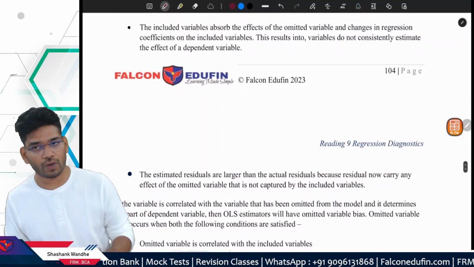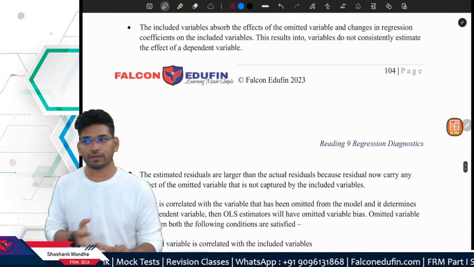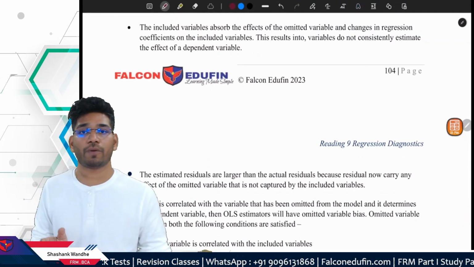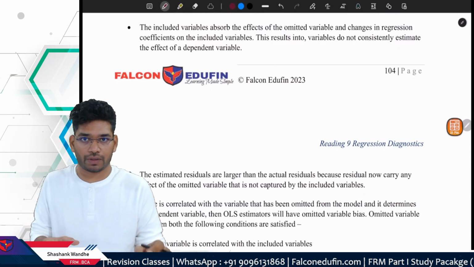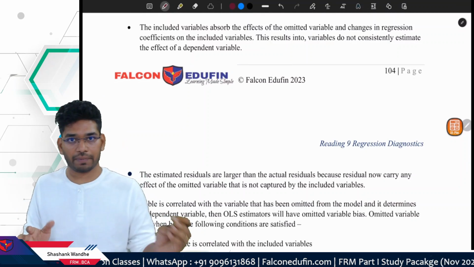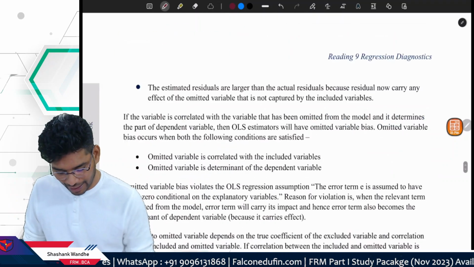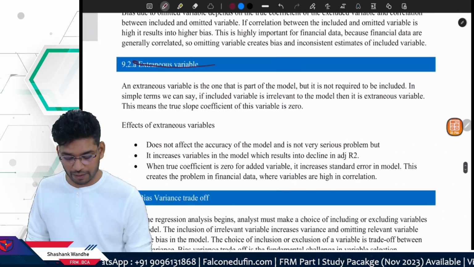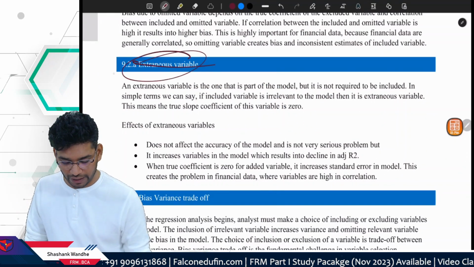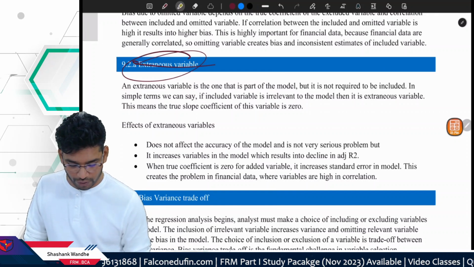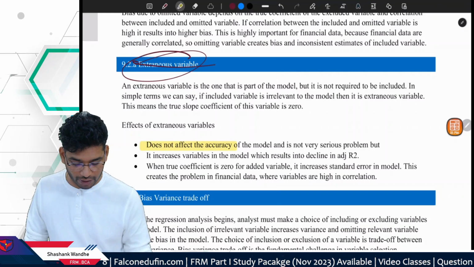We are discussing what is an omitted variable and an extraneous variable. Omitted variable means the variable was important but we dropped it. That is an omitted variable. We didn't consider that variable. Extraneous variable means the variable was not at all important but we included it in the model. Now if you do this, it does not affect the accuracy of the model. This is what you need to remember.